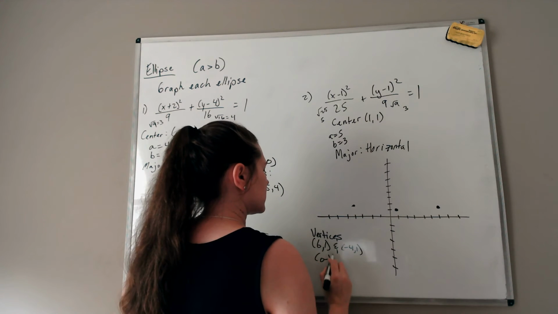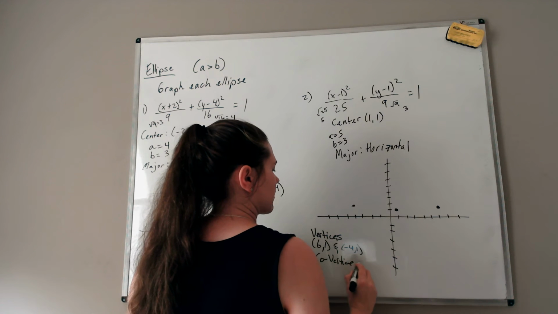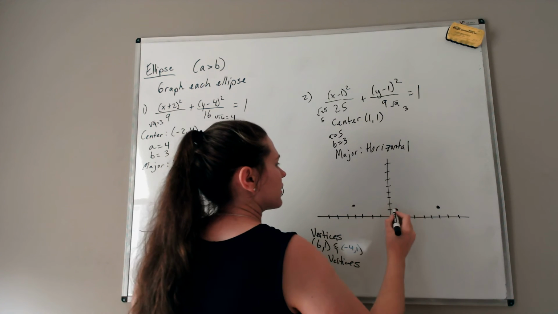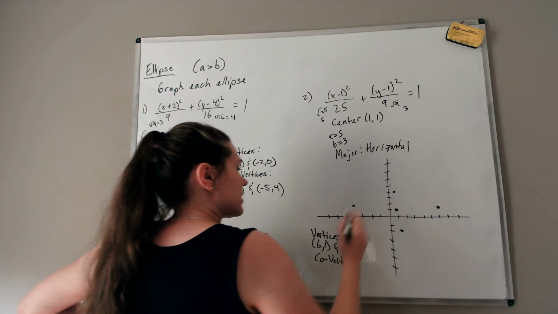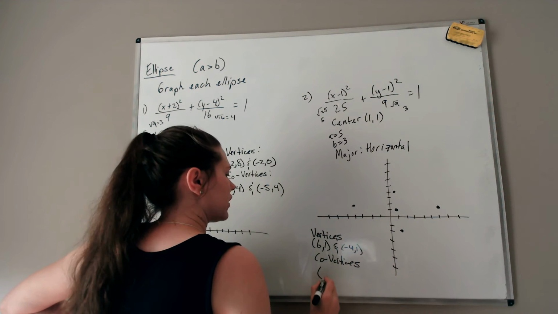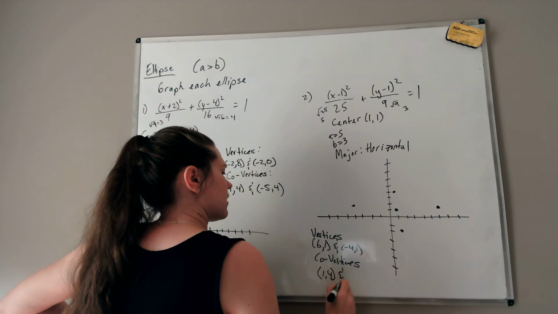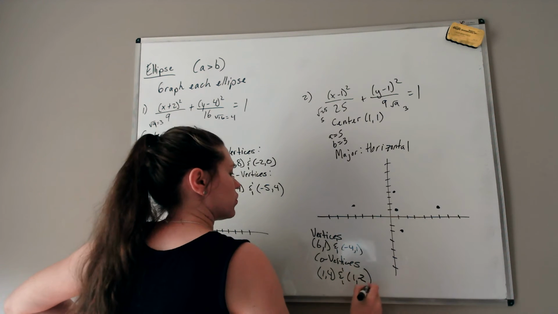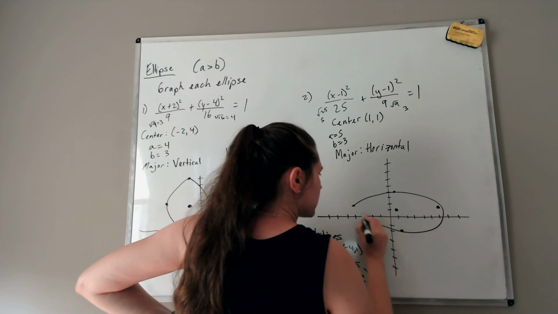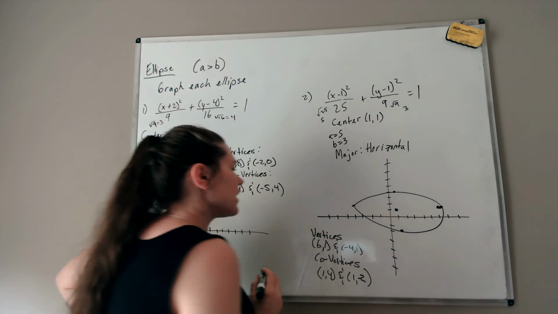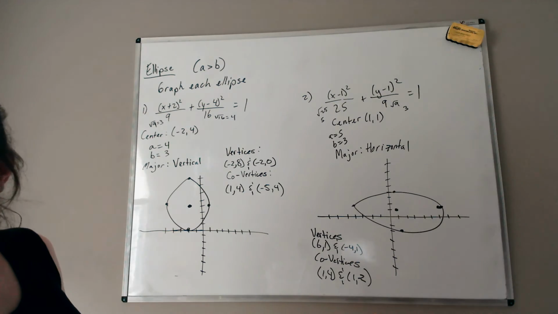And your co-vertices fall on your minor axis. Your minor axis is up and down. Go up by 3, go down by 3. So that's going to be (1, 4) and (1, -2). And so do your best to make that oval shape. There you go. And so here is the graph of this ellipse.